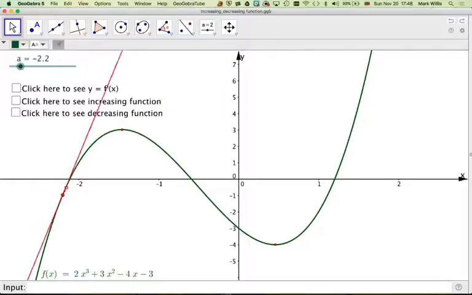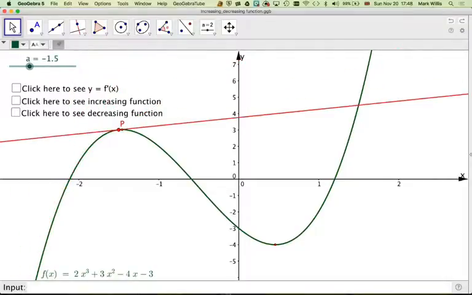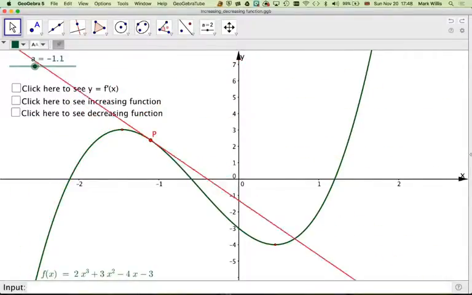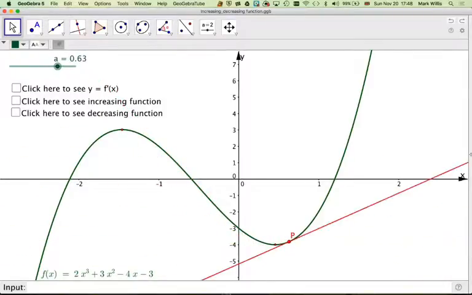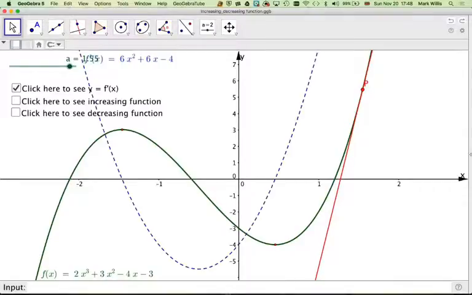Here, from here to here, we see that the gradient is positive. After the maximum point, we see that the gradient is negative, okay, and from here to here we see that the gradient is positive. If we click, we can see here the gradient function.